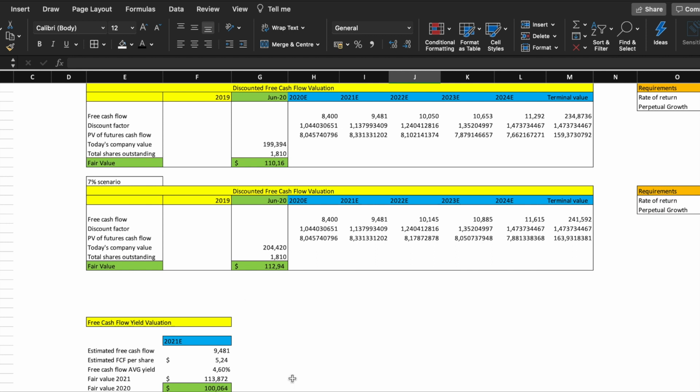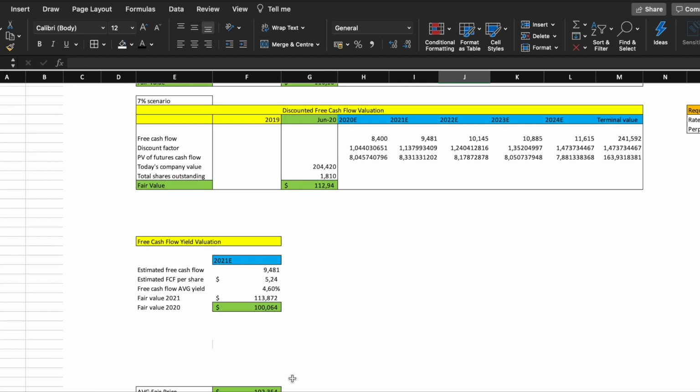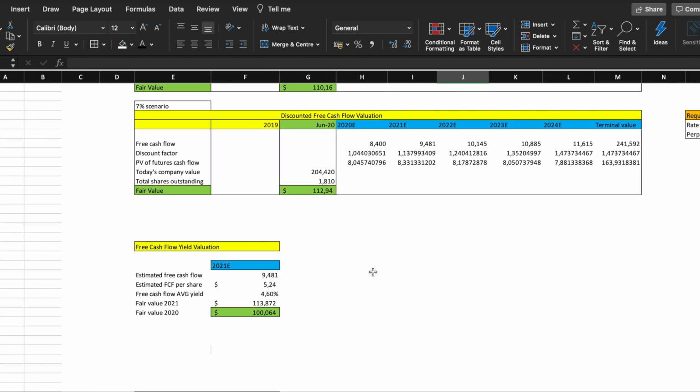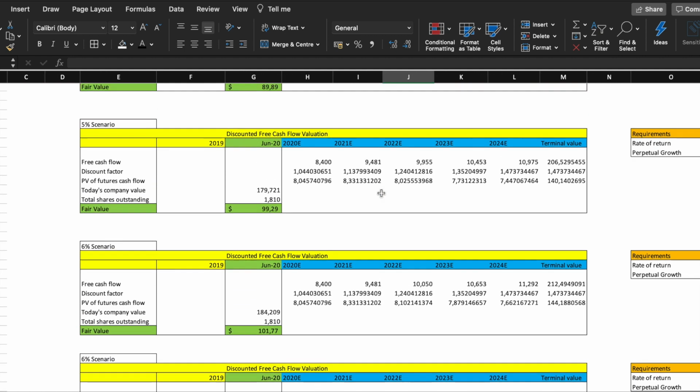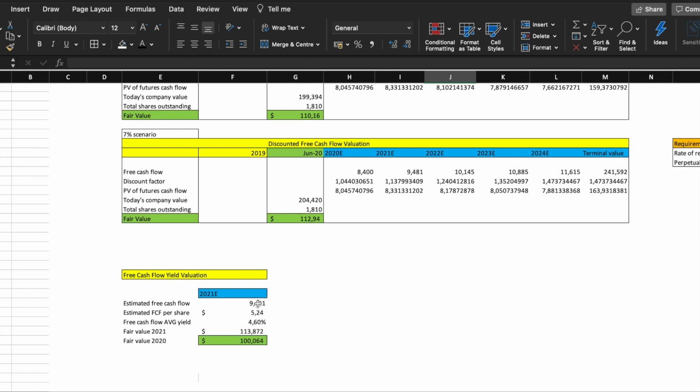Okay, great. Now another valuation is given by the free cash flow yield valuation. What we do, as always, we take the 2021 free cash flow estimate, which in this case is 9.48 billion. We take the estimated cash flow per share by dividing this by the total amount of shares outstanding, and we get $5.24 per share as the estimated free cash flow per share.